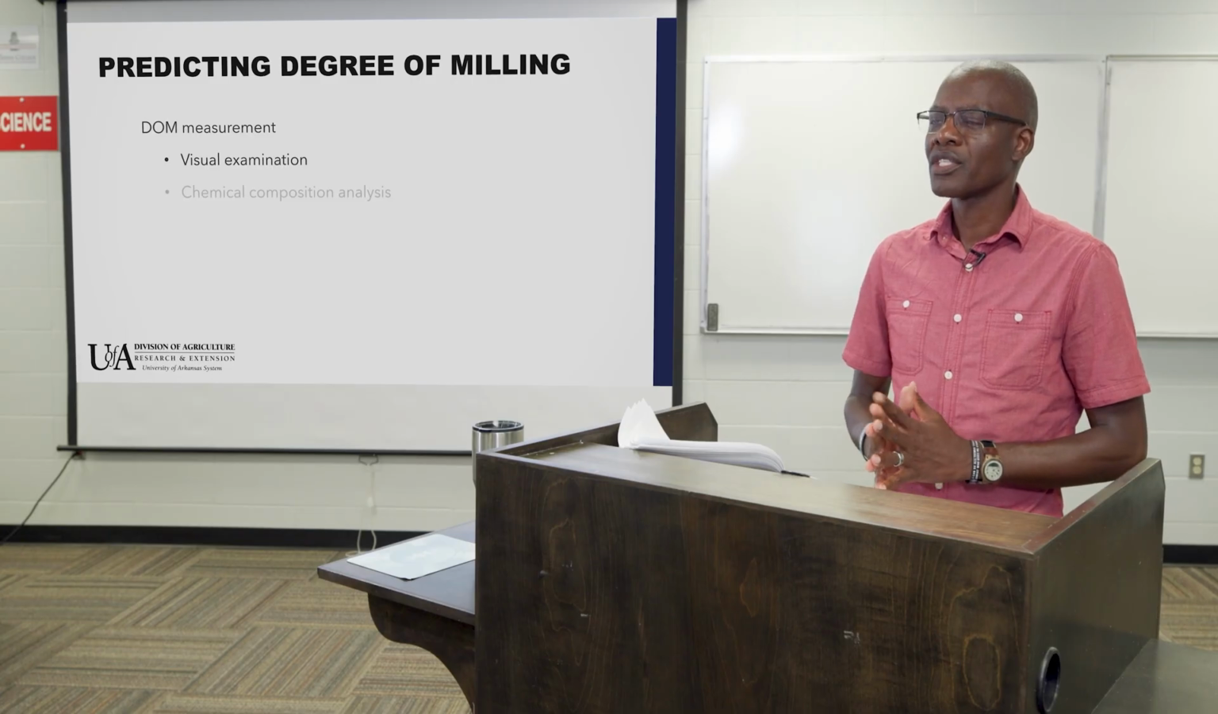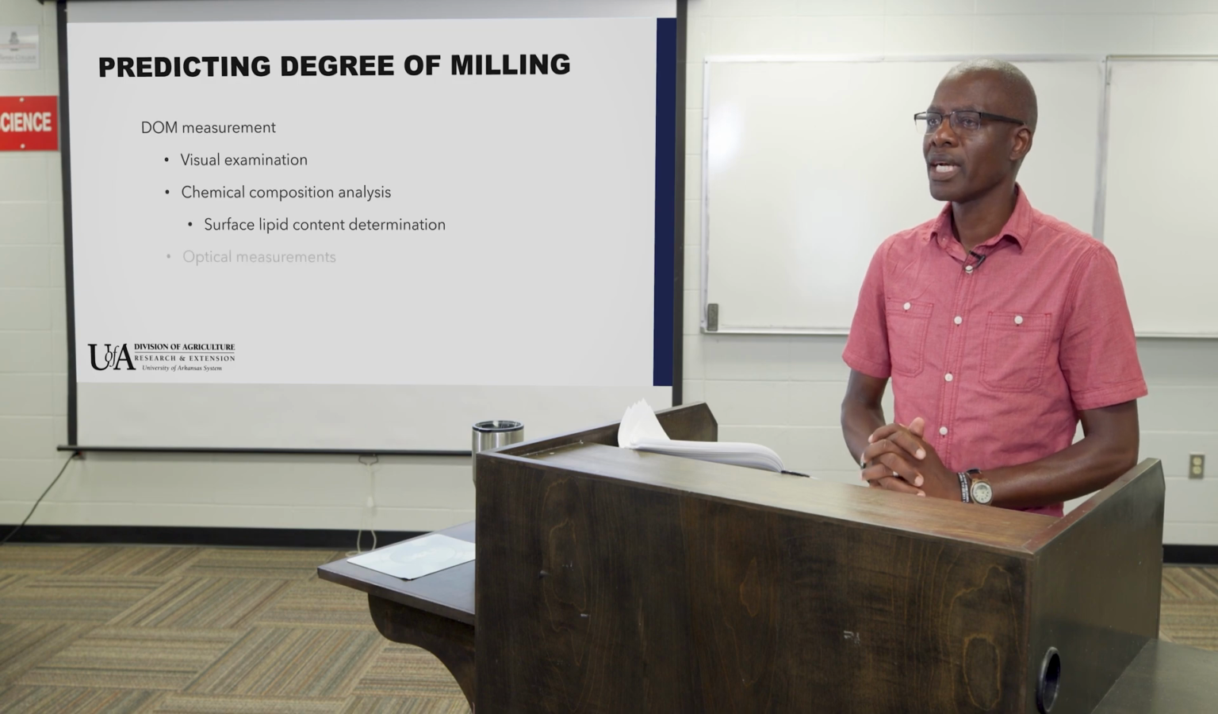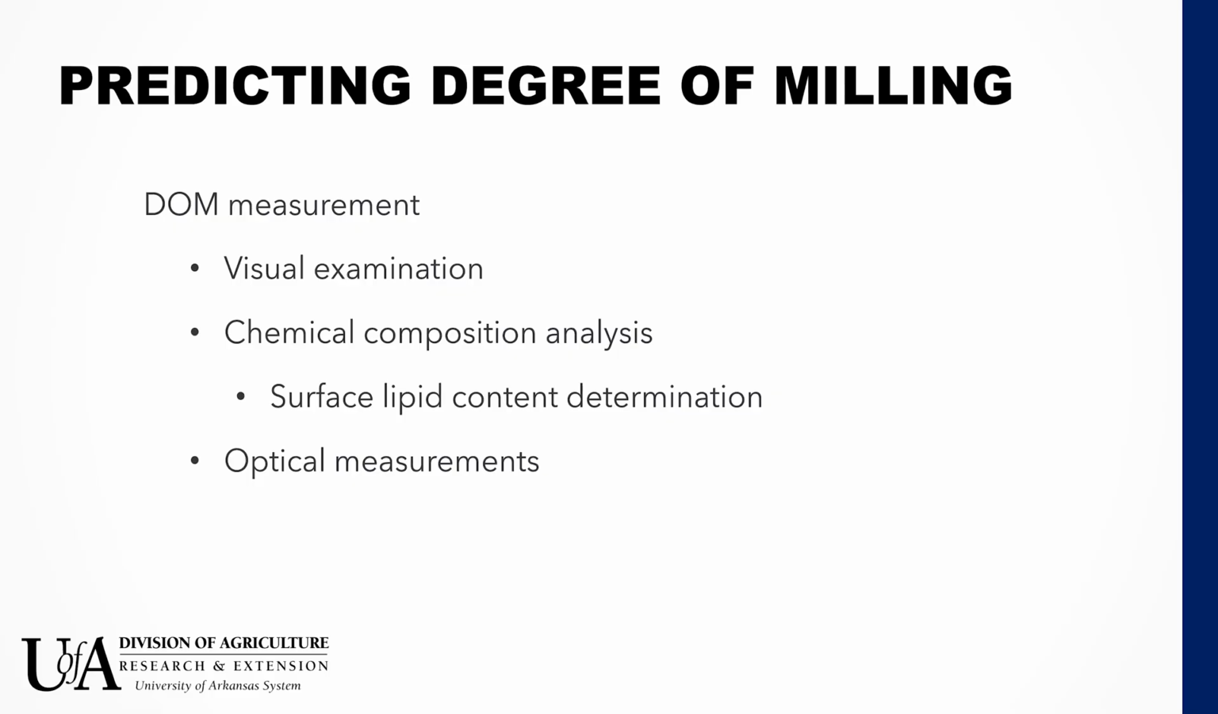And there are various methods that are used to estimate or predict the degree of milling. Three common methods that we will find in the academia as well as in the industry include, number one, visual examination, as we could anticipate. The more we remove the bran, the surface color characteristics are going to change. And so we can use visual estimation as one of the ways to determine the degree of milling.